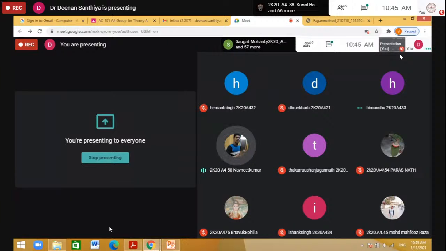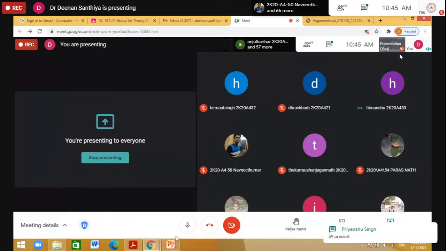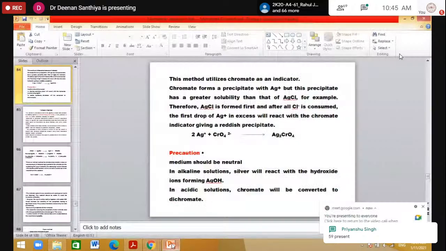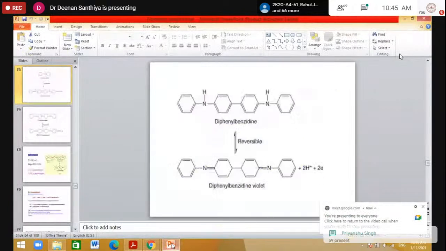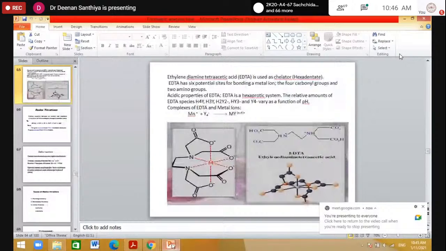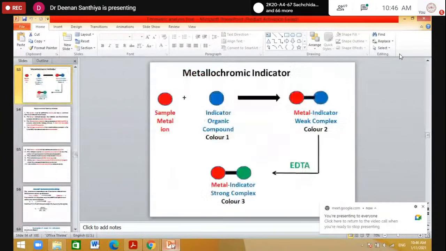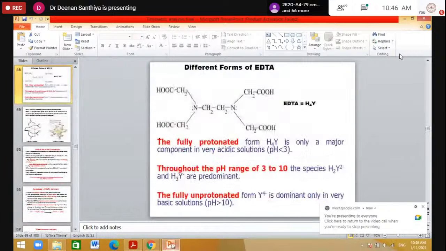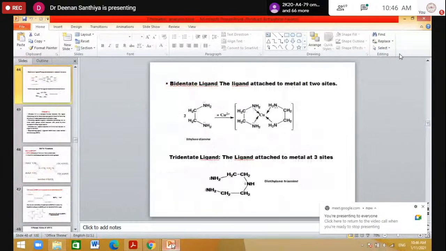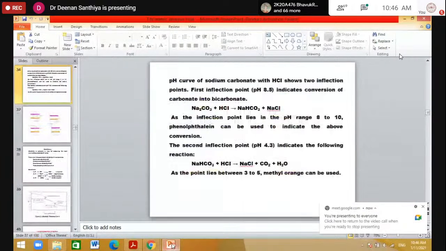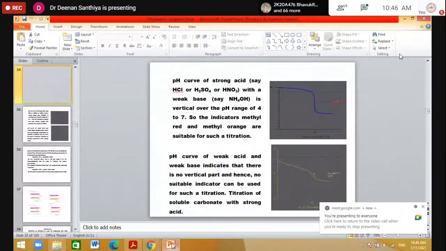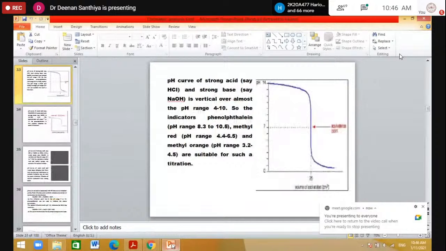मैम यूनिट 1 में जो कर्व वाला क्वेश्चन था ना, वो समझ नहीं आया था. उसमें आवाज की प्रॉब्लम थी आपकी. Yes, I am coming now. This acidimetry and alkalimetry. This? Yes, ma'am. Okay.